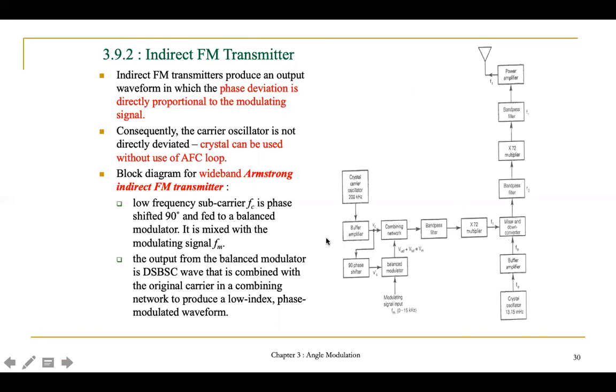So now let's look at this block diagram. This is your modulating signal Fm, and this is your carrier signal, crystal carrier oscillator, FC equals 200 kilohertz. What happens is that this FC and Fm go into the combining network, and then you have a bandpass filter, and several multipliers and bandpass filters over here. And then this is your output to go to the channel.